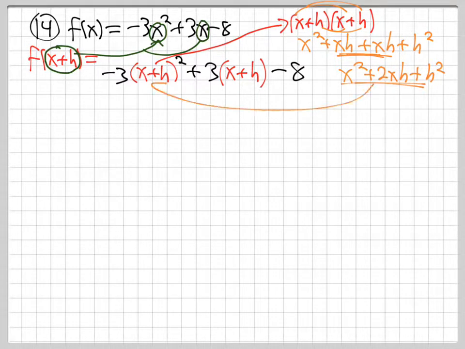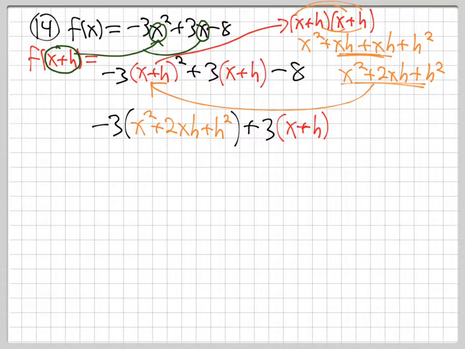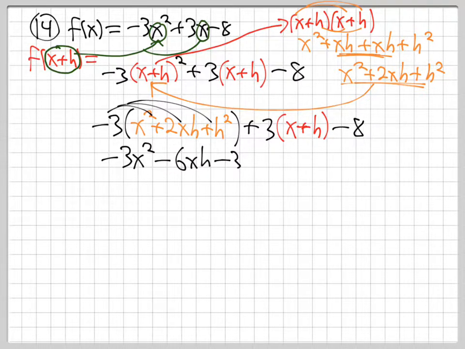So now I'll bring that back here. So then we have minus 3, and then the x squared plus 2xh plus h squared, like that, plus 3, and I'll just keep everything else the same for the moment, plus h, and minus 8. And then on the next line, that minus 3 is going to distribute. So we get minus 3x squared, minus 6xh, minus 3h squared. And then this 3 is going to distribute.